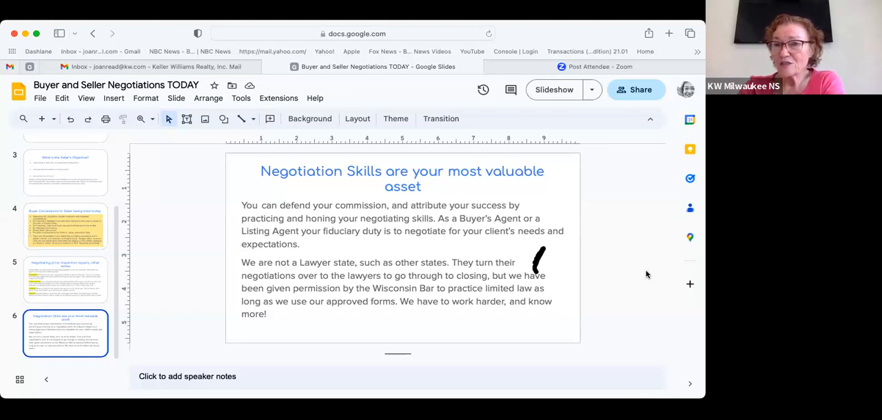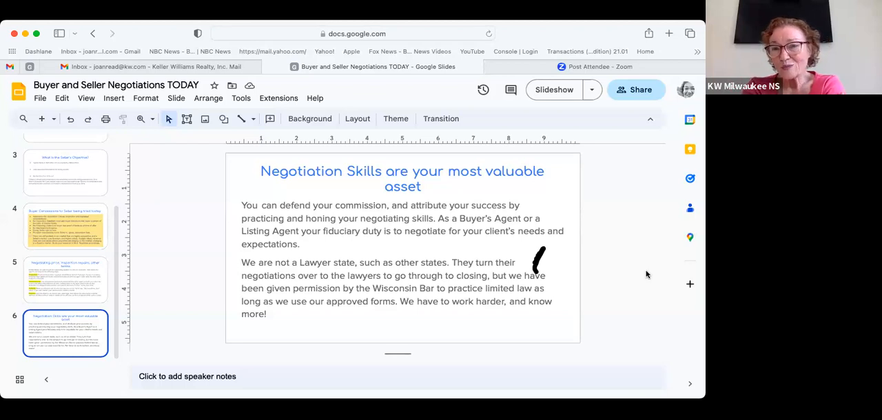The Wisconsin Bar has given us permission to do that as long as we use their approved forms. We can't practice law outside of the forms. We can't give advice, like we can't help them with their record or things like that. But as long as we're within the contract, we literally are given permission to practice law that way.